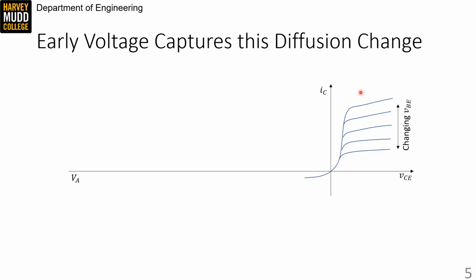The IC VCE dependence is linear because the depletion width changes are small compared to the base. And so we can take a Taylor expansion of our current's dependence on this depletion width to show that the deviation is linear to a good approximation.